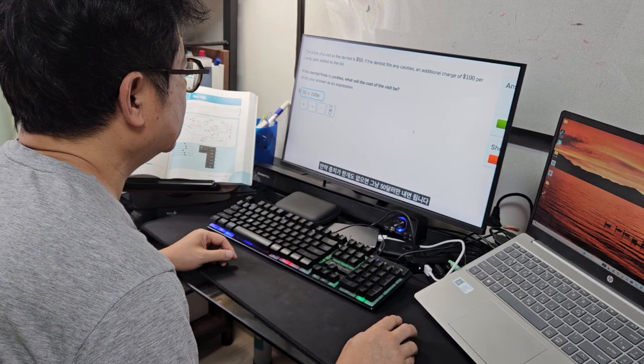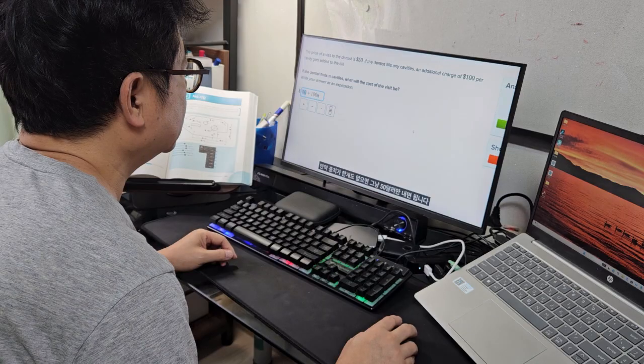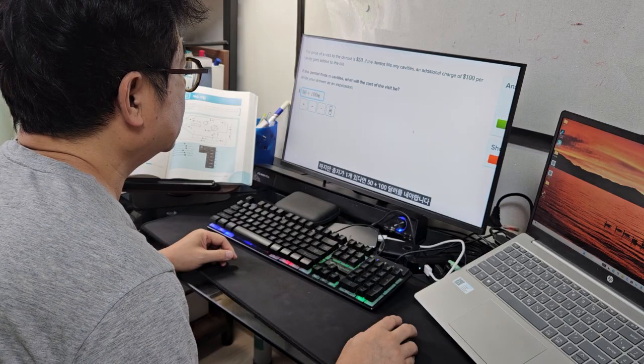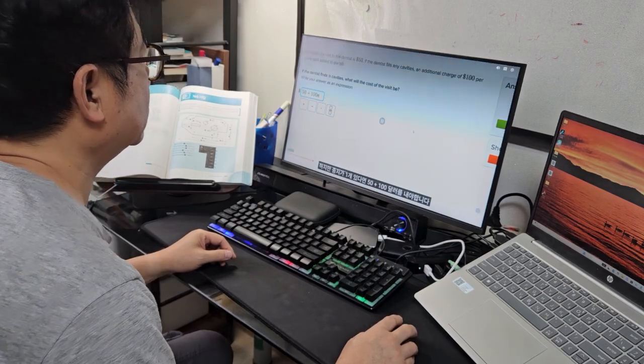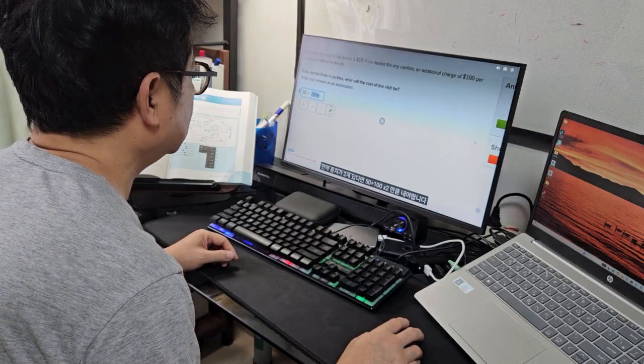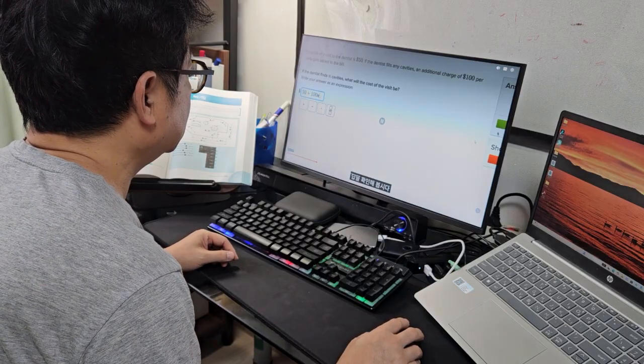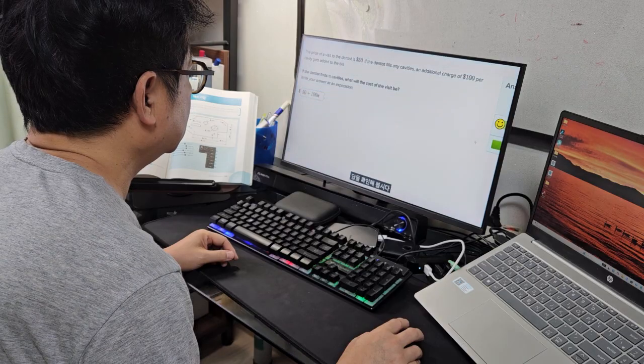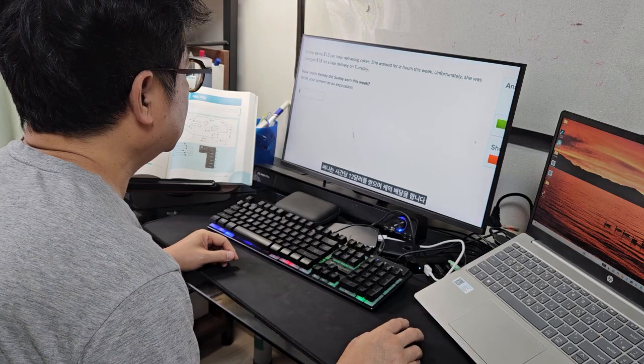Let's see if this makes sense. If you have no cavities, if n is 0, then you're just going to pay your $50. But if you have one cavity, you're going to pay your $50 plus 100 times 1. If you have two cavities, you're going to pay $50 plus 100 times 2. Yeah, this seems to make sense. So let's check our answer. We got it right. Let's do another one of these.